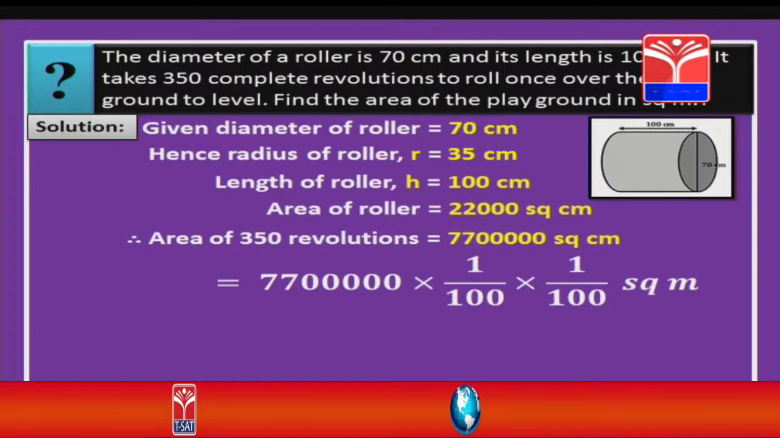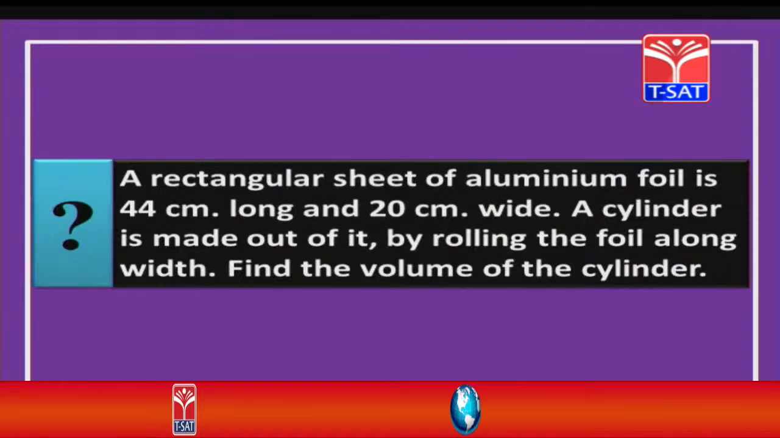Okay children. So, on dividing this or on simplification, we get 770 square meters. Let us move on to our next problem children. A rectangular sheet of aluminum foil is 44 centimeter long and 20 centimeter wide. A cylinder is made out of it by rolling the foil along the width. Find the volume of the cylinder.